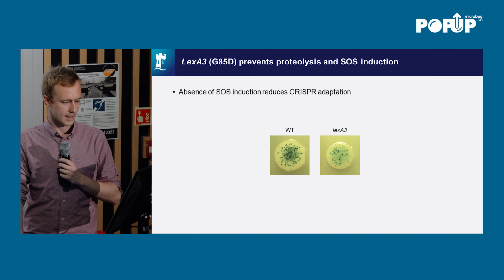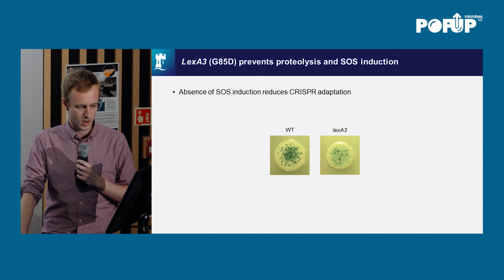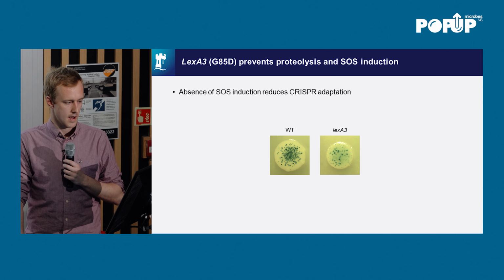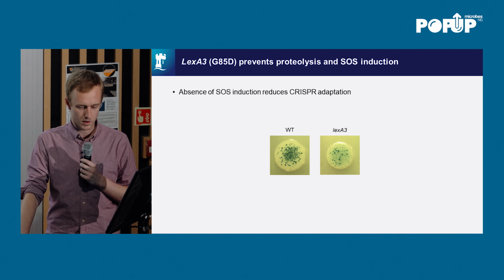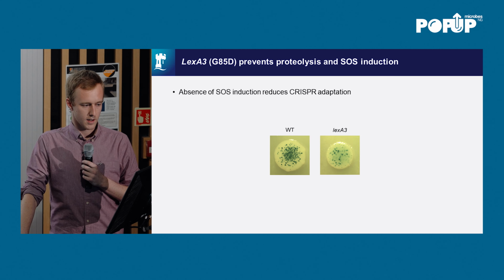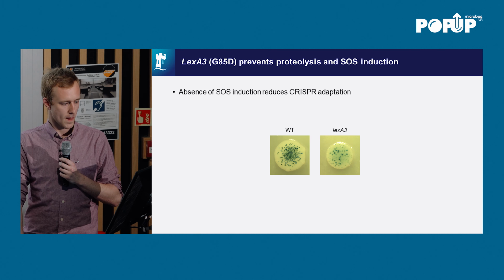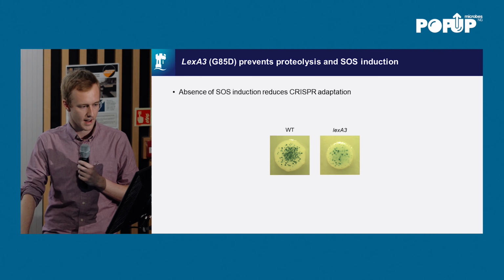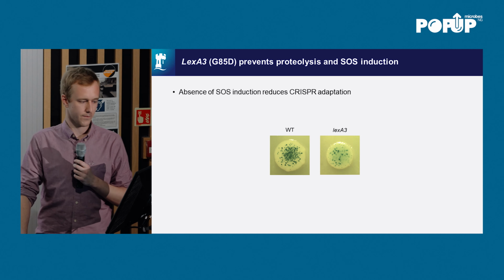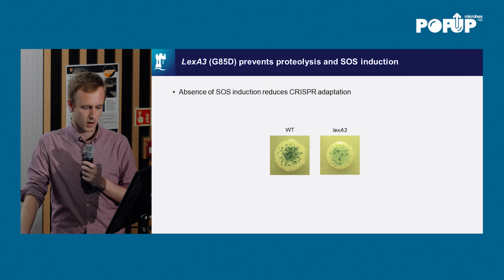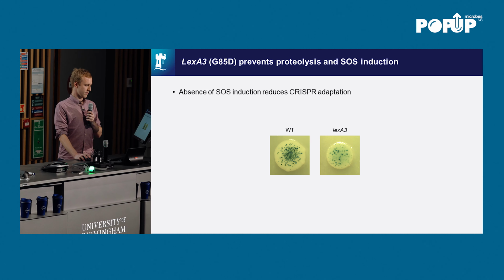So as I said earlier, the LexA repressor is the master regulator of the SOS response. There's a mutant, LexA3, which contains a substitution in the cleavage site. So regardless of how much DNA damage there is in the cell, the SOS response can't be induced. So I transduced this allele into our reporter strain, and as you can see, the number of papillae, the number of blue dots on the LexA3 mutant is lower than on the wild-type cells. So by removing the ability to induce the SOS response, the rate of CRISPR adaptation goes down.